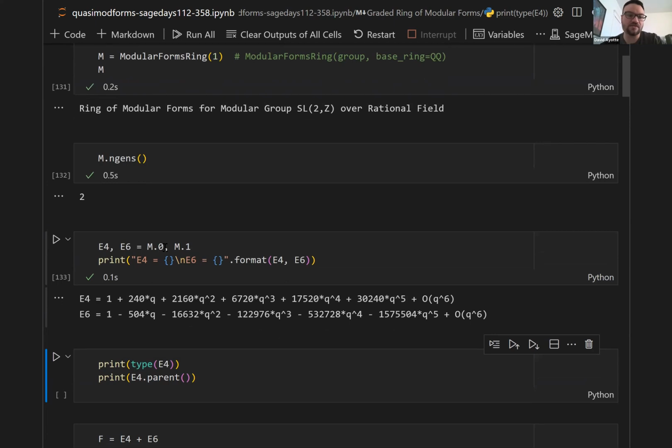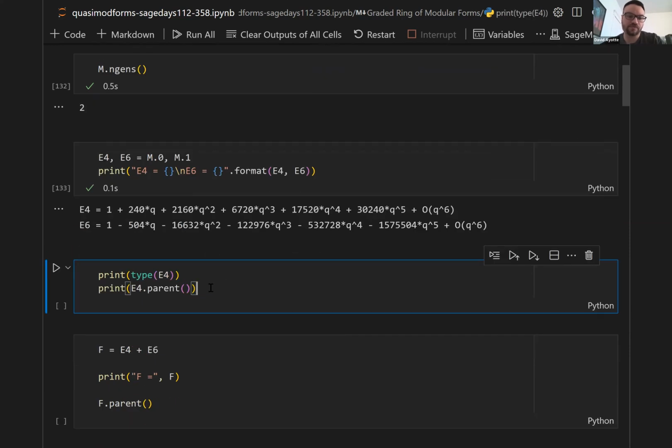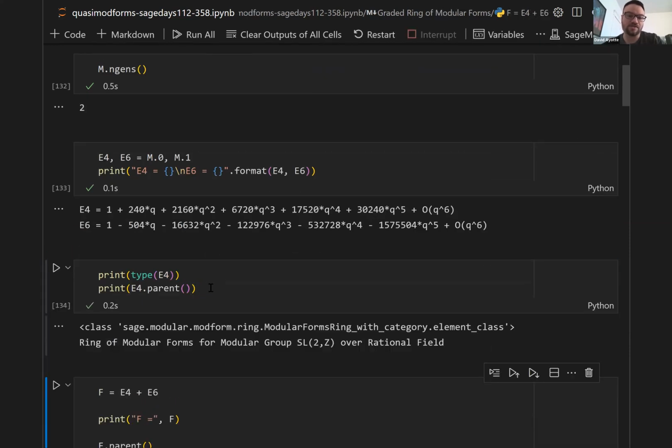This is new. Before this project, it was not possible to access a generator by writing just m.0, m.1. So this is new. This is simply to illustrate that we now have really a parent element structure in this new ring. We have a class, we have an element class, and the parent of E4 is the ring of modular forms for the modular group SL2Z over the rational field.